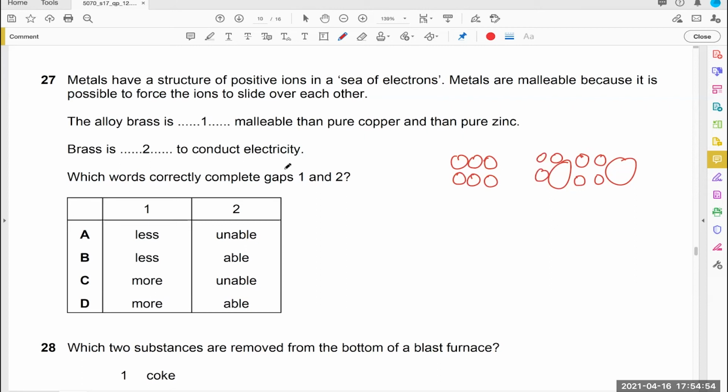Brass is able to conduct electricity. It is able to conduct electricity because they all have free electrons that are moving around randomly. Okay? So that is true. It is able to conduct and it is less malleable.